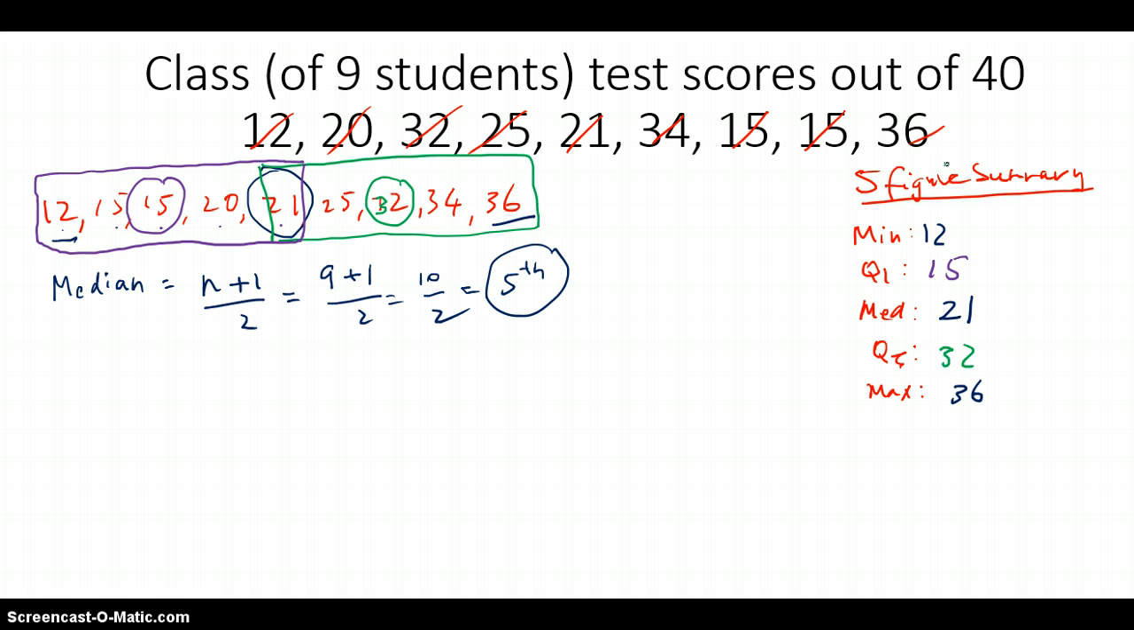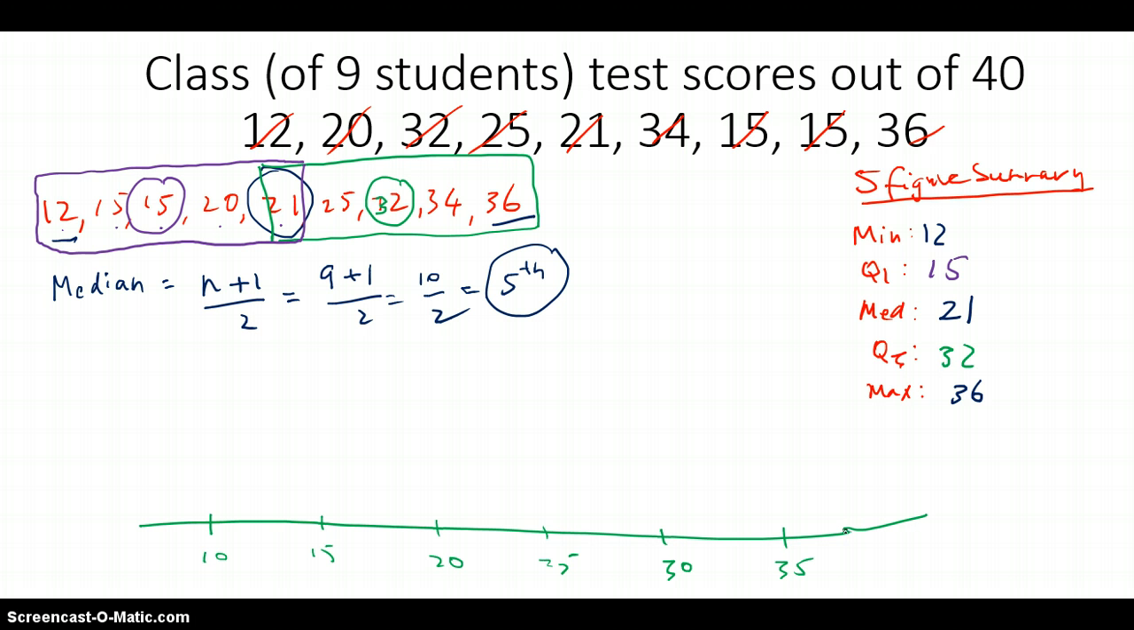So now that we have a 5 figure summary, we can construct a box plot. I'm just going to quickly draw this up here. Use an appropriate scale. I'm going to go up by 5s. So this will be 10, 15, 20, 25, 30, 35, and one more, 40. Okay, from here all we need to do is label the 5 parts that we need to construct the box plot.